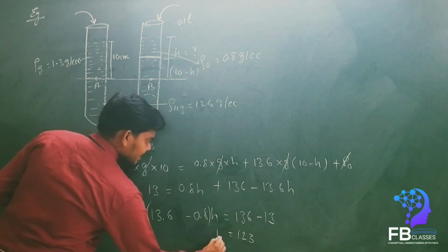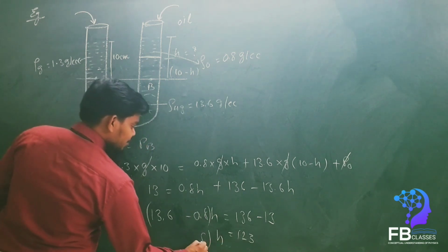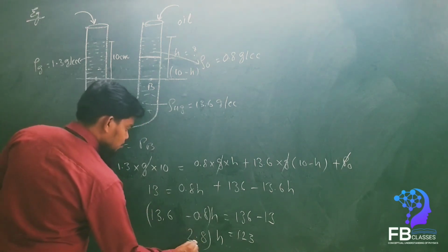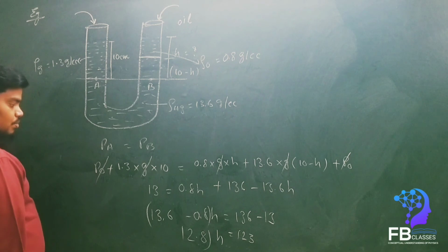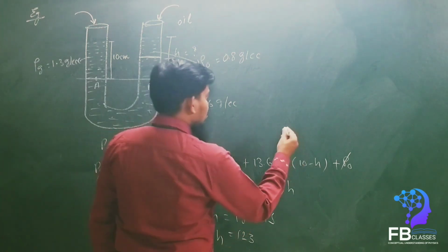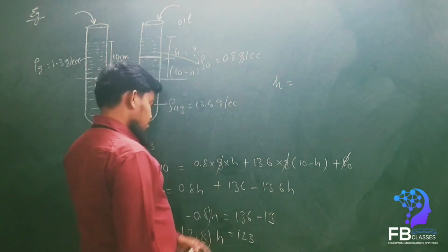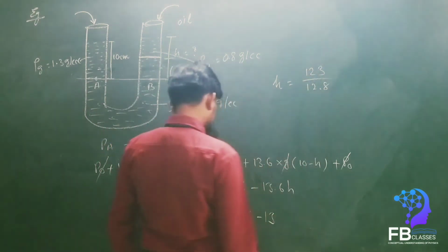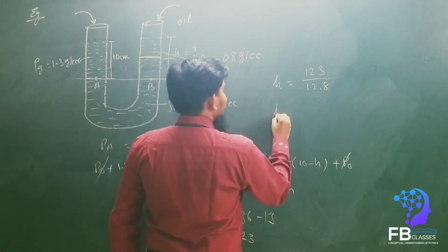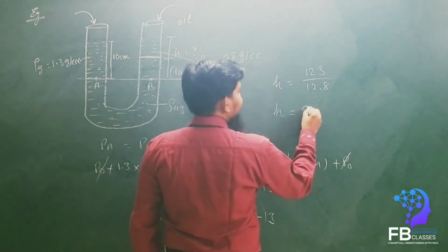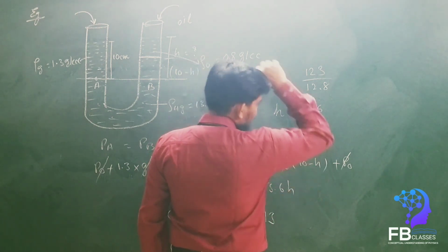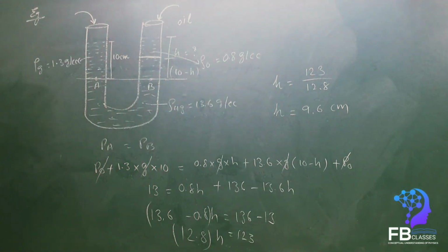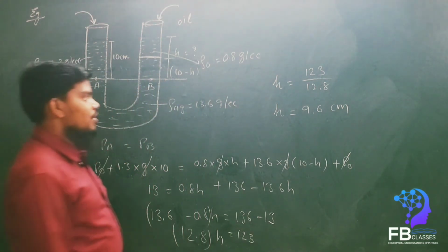That means H into 12.8 is equal to 123. So H is equal to 123 upon 12.8. Whatever the value comes, that is the value. It will come approximately 9.6 centimeter. Approximately, so 9.6 centimeter. There is the answer. Okay, got it?